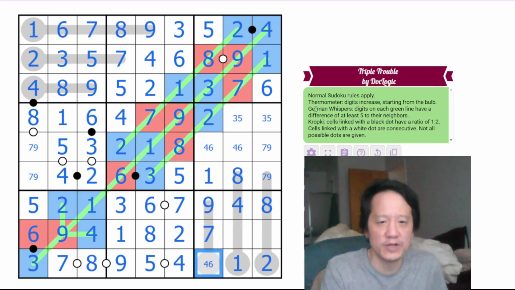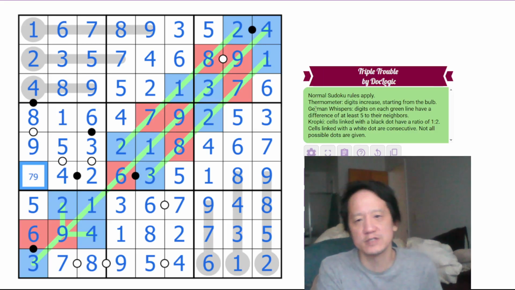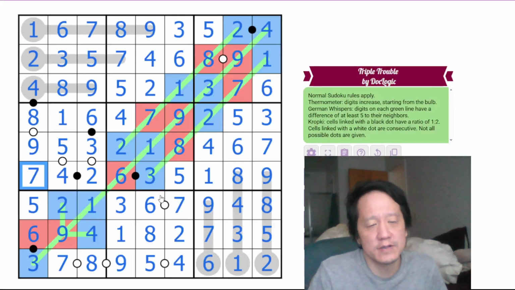This 4 eliminates 4 here, so that's a 6, which makes this 4, which makes that a 6. This digit must be smaller than 4, and it cannot be 1 or 2, so this must be 3, which makes this 5. This 3 eliminates 3 here, so it's 5 and 3. This digit is greater than 8, so it must be 9, which makes this 7, which makes that 9, which makes that 7. And that's how you solve it.